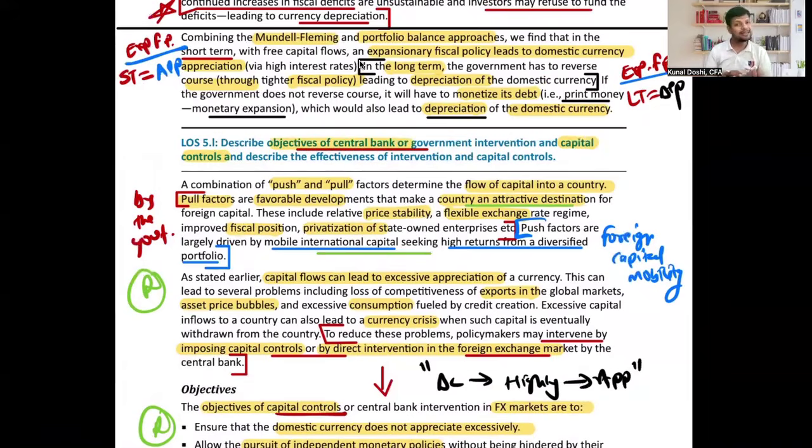So pull is defined by the government. Push factors are based on international capital and how much return investors want. So relatively, how much are my returns? That is what it is based on. All right.